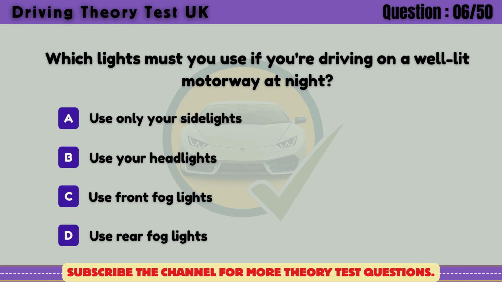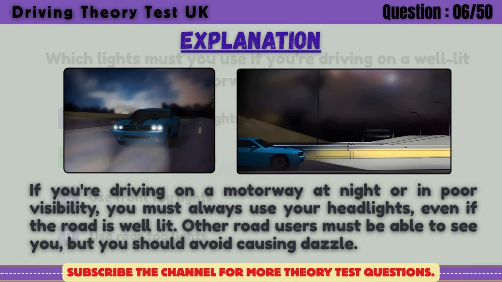Question 6. Which lights must you use if you're driving on a well-lit motorway at night? Option A. Use only your side lights. B. Use your headlights. C. Use front fog lights. D. Use rear fog lights. Answer is B. Use your headlights. If you're driving on a motorway at night or in poor visibility, you must always use your headlights, even if the road is well lit. Other road users must be able to see you, but you should avoid causing dazzle.